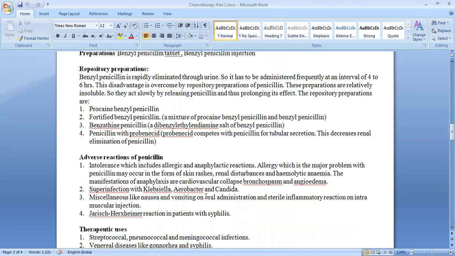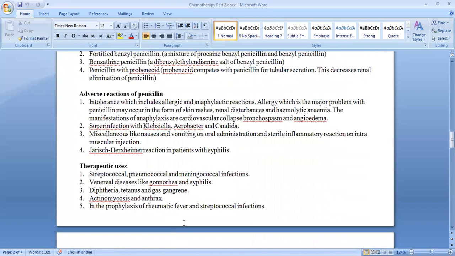Now, penicillin is very effective and is used in the treatment of different disorders like streptococcal, pneumococcal, and meningococcal infections, venereal diseases like gonorrhea and syphilis, diphtheria, tetanus, gas gangrene, actinomycosis and anthrax. Then to prevent rheumatic fever and streptococcal infections also, we can use penicillins. So they have a large set of uses, but unfortunately there are many adverse reactions also with penicillin.